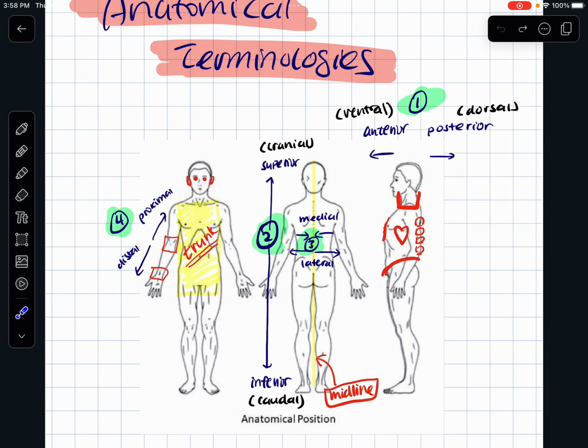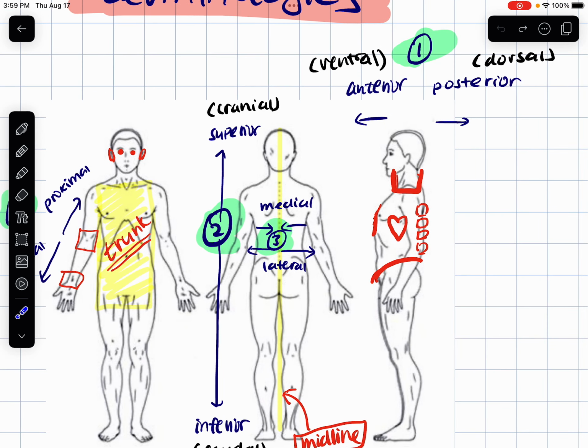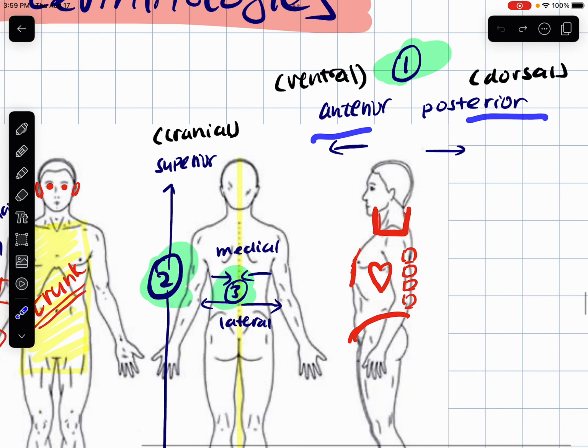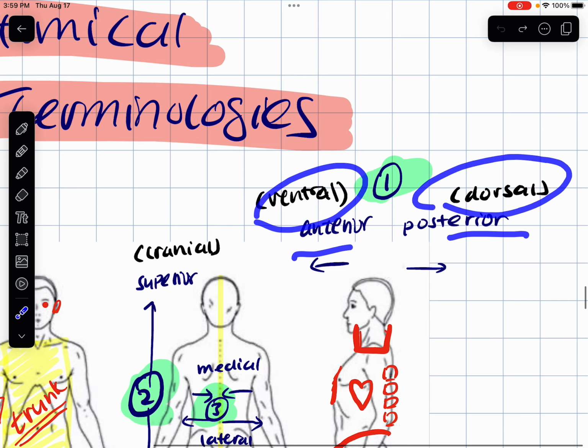The first is anterior and posterior. If something is in front of you, you say it's anterior. For instance, the heart is anterior to the vertebral column. That's why we say it's in front of it. Next is the posterior. So if something is behind you, you say it's posterior. For instance, the heart is behind the sternum. Therefore, the heart is posterior to the sternum. And another word for anterior and posterior would be the ventral and the dorsal.